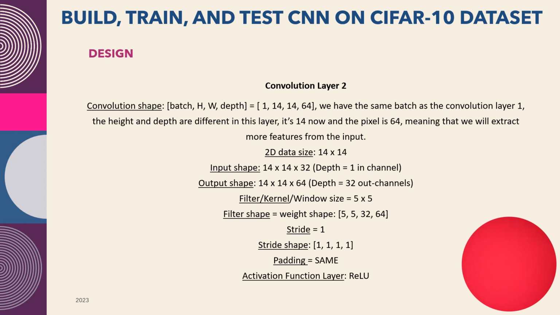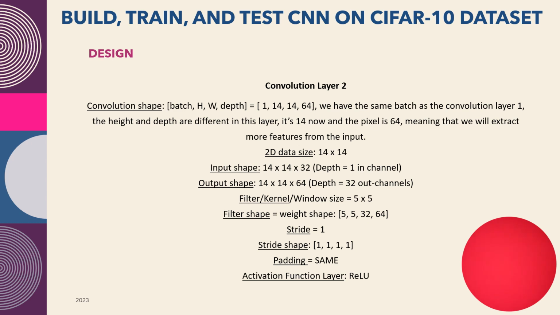The 2D data size is 14 by 14. The input shape is 14 by 14 by 32. The depth equals 32 in channels. The output shape will be 14 by 14 by 64, and the depth equals 64 out channels. The filter and kernel window size will be 5 by 5. The filter shape is 5, 5, 32, 64, with 1 stride.